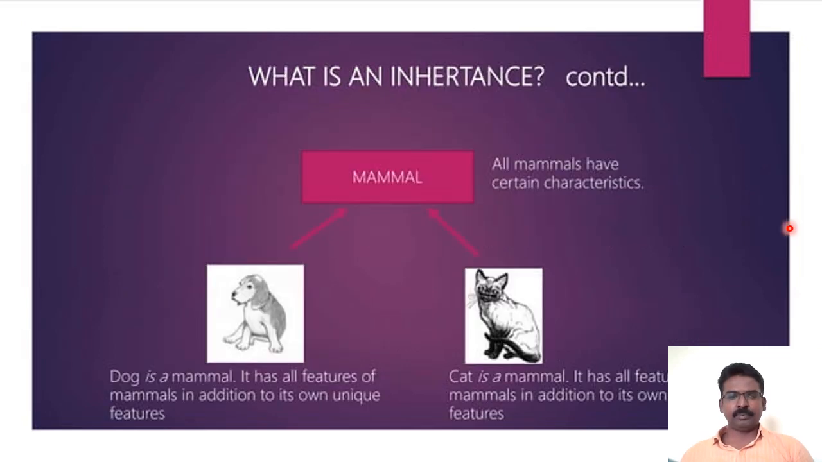Here they have given an example. Here, mammal is the main class. From this class, two derived classes have arisen. That is, dog is also a mammal and cat is also a mammal. Both of them have derived from the mammal class. Coming specifically to the dog class, it comes under mammal. Additionally, it has some other features compared to the cat class. But anyhow, both of them will have common properties from the base class.